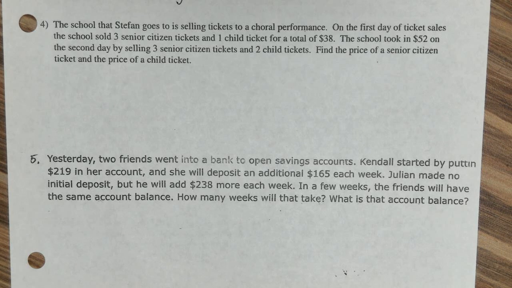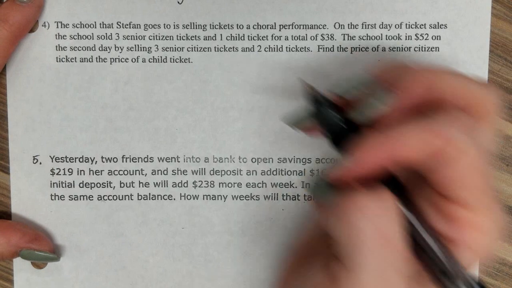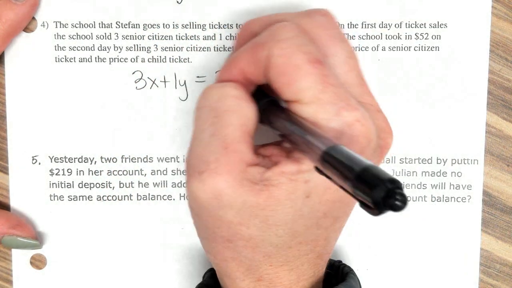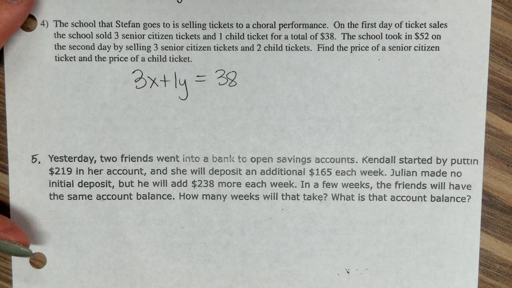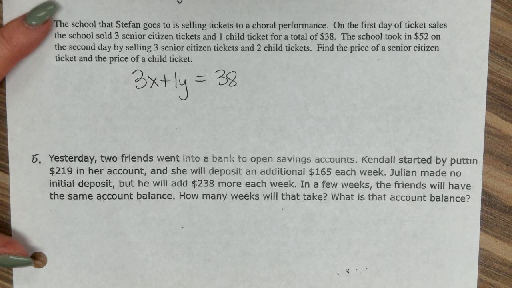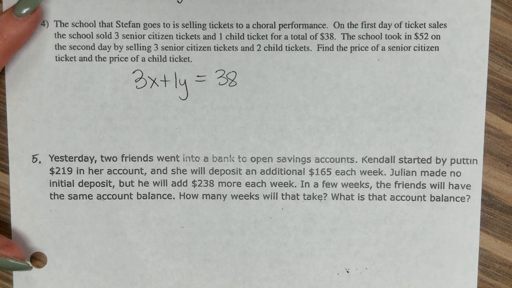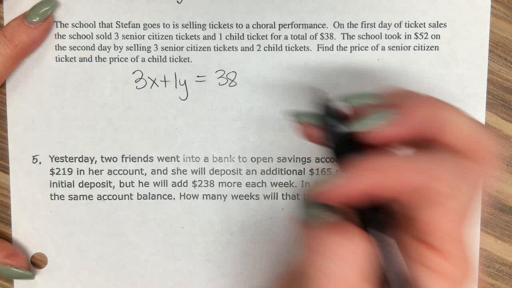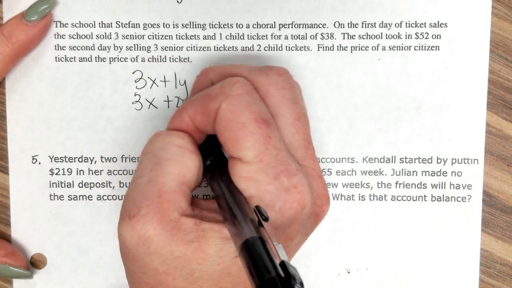Who wants to set that one up for me? Speak loud. 3x plus 1y. Perfect. The total is the C. The school took in $52 on the second day by selling 3 senior citizen tickets and 2 child tickets. Somebody else set that one up for me. 3x plus 2y equals 52. Perfect.